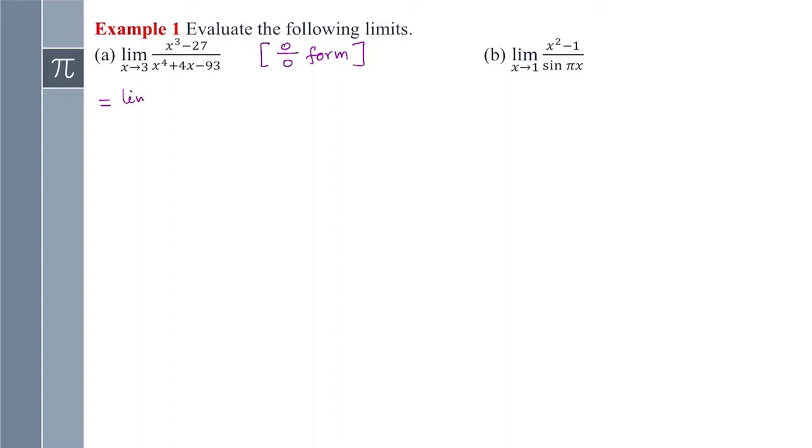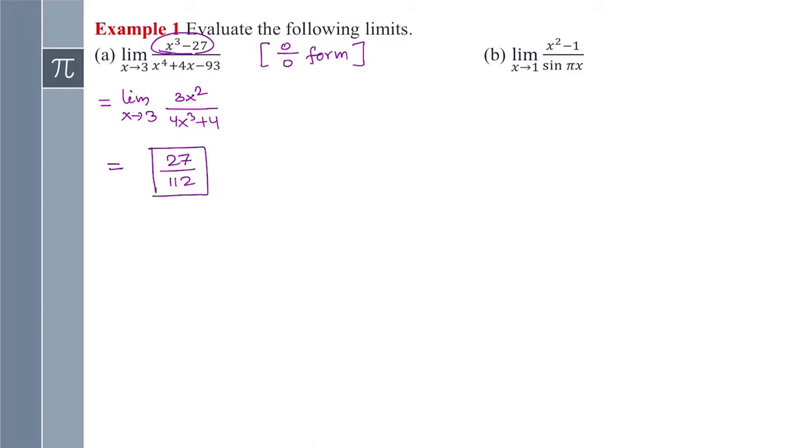So limit as x approaches 3. We find the derivative of the numerator, so we get 3x squared minus 0, so it's just 3x squared, divided by the derivative of the denominator, which is 4x cubed plus 4. Now if we do the direct substitution, we are not going to get 0 over 0. If I plug in 3 in the numerator, I get 27, because it is 3 times 3 squared. And if I put 3 in the denominator, 3 cubed times 4 plus 4, this gives us 112. So that is our limit.